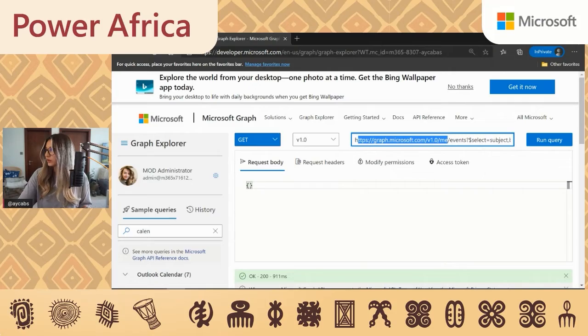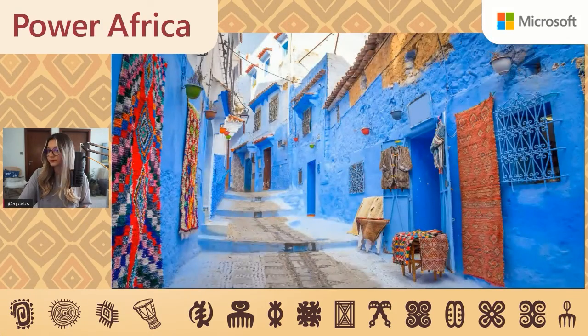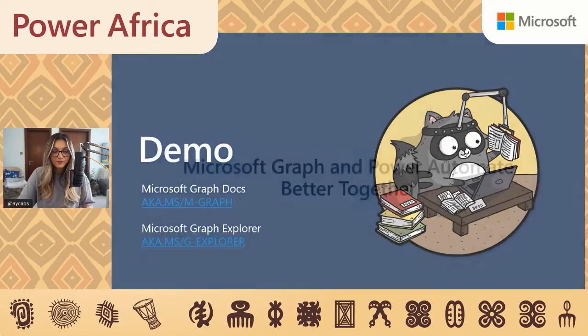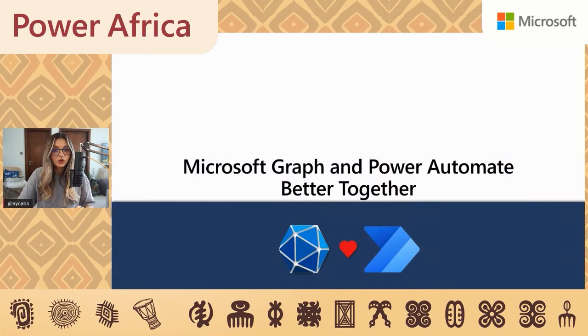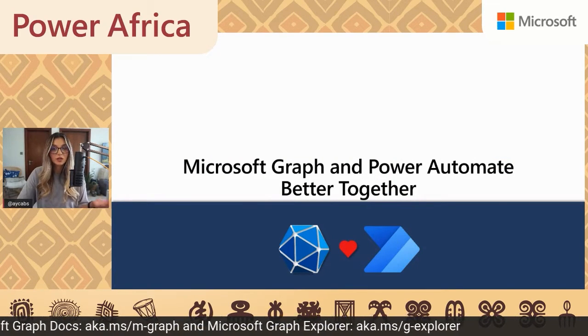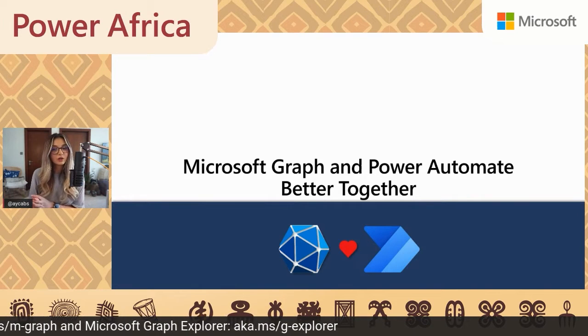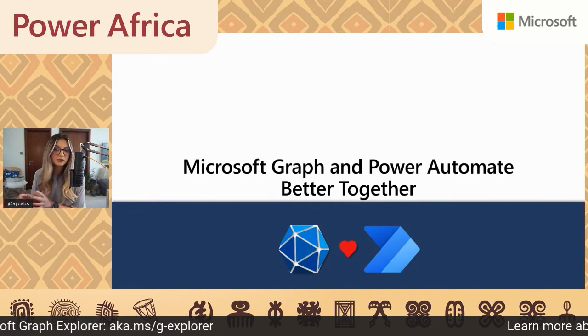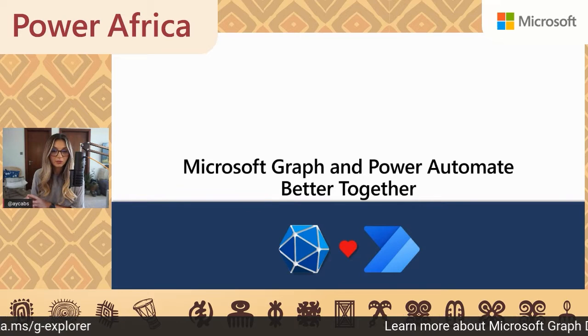So I will turn back to my slides and we will jump into the scenarios, how we can use these Graph APIs. So Graph and Power Automate, why they're better together. I want to highlight that there are three main ways usually we consume Graph in Power Automate.